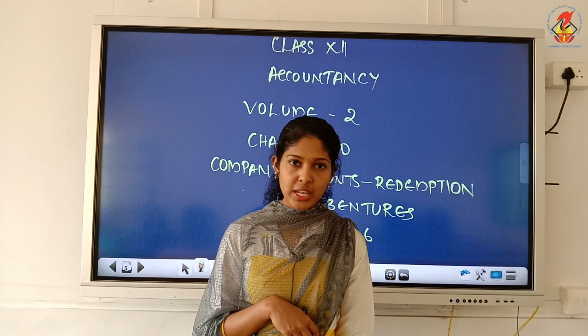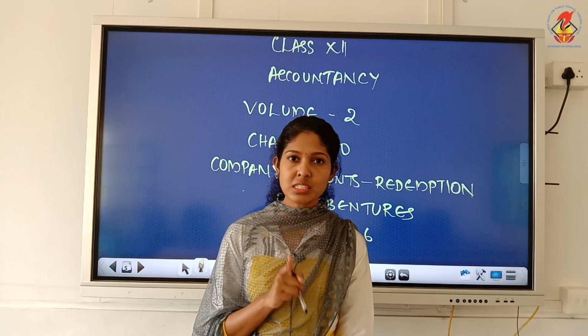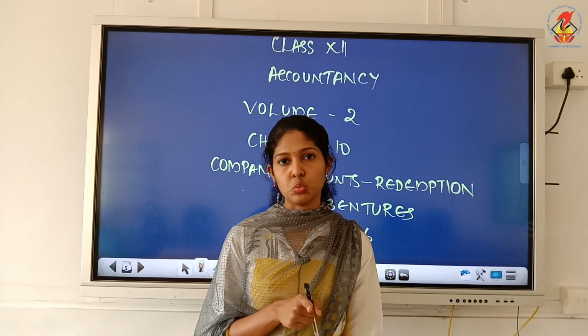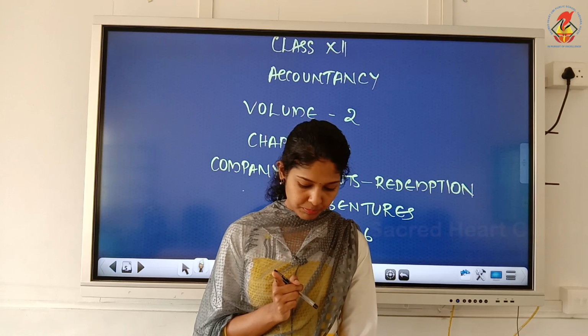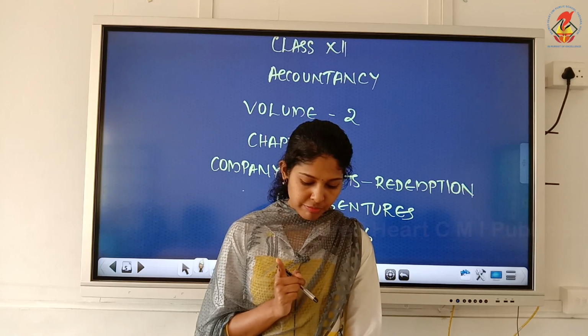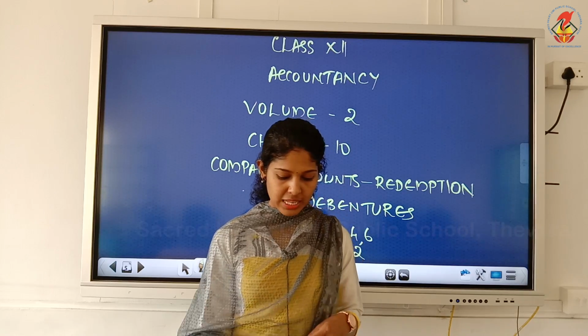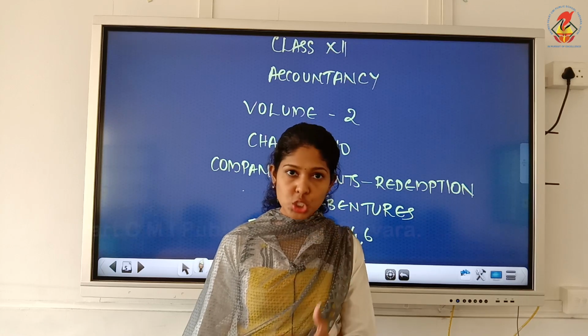Illustration 4, page 10.13. Y Limited, a listed company. Listed company, should they create DRR? No. But they are supposed to create DRI. 50,000, that is the number of debentures. The amount is 10 each. On 1st April 2018, they issued.